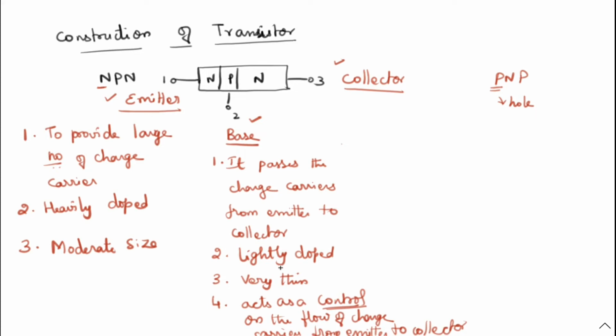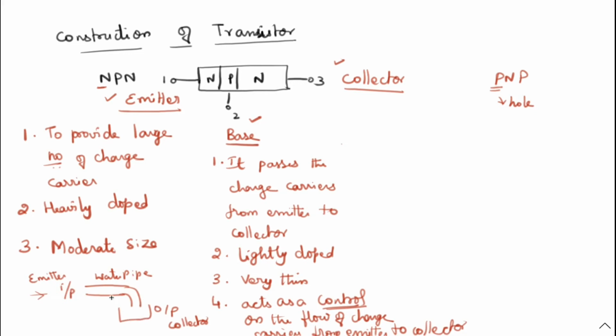Let me give one small example. Take one water pipe. This is the water pipe, and this is the input. From here we are going to apply the water, and here we are going to collect the water. This part will be the emitter, which is going to emit the water, and here we collect the water, so that is the collector, right? So this is the emitter part and this is the collector part.